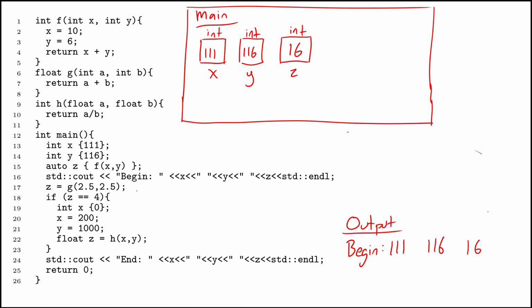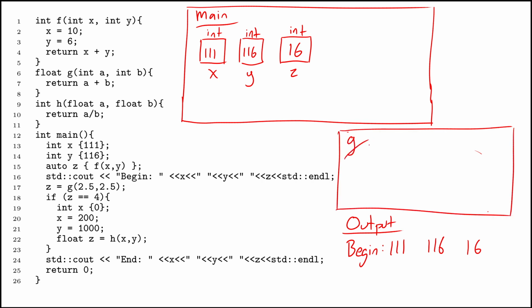And then I get down to line 17, which is another assignment statement, an assignment statement involving z, and I'm going to call the function g. So I'm going to add g to my diagram. And g takes two parameters. They're going to be called a and b, and they are both ints. And we have to be careful to keep that in mind, because we'll notice that what I'm passing in isn't an int.